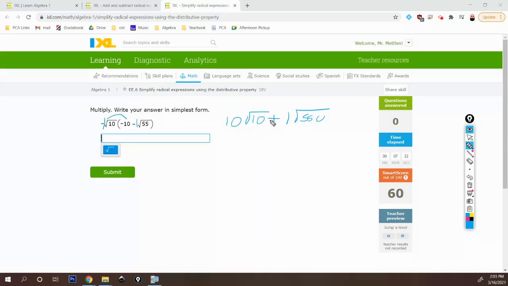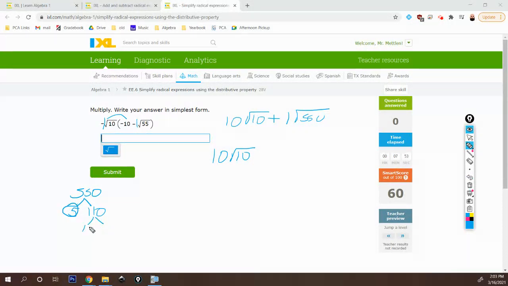Okay, so we can't add these. 10 would be 2 and 5. That doesn't break down, so it's going to have square root of 10. We're not going to do anything with that. 550, though, I bet will break down into something. So we're going to have to break down this 550. Okay, so I'm going to say 5 and 100. Ooh, that's ugly. 5 and 110.